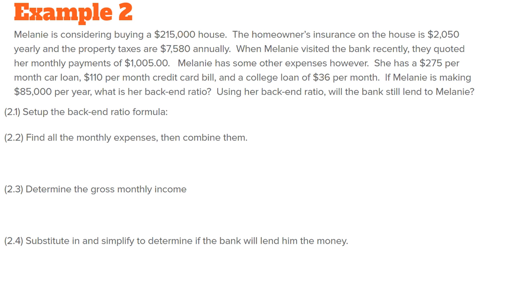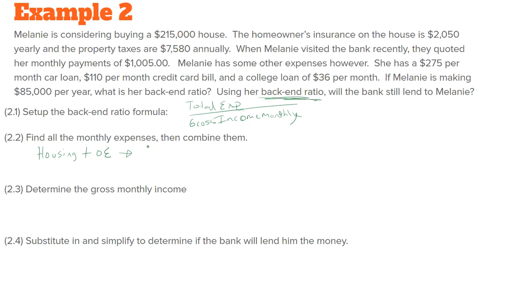All right, let's take a look at how we find a back-end ratio for Melanie here. All right, so the back-end ratio is total expenses divided by your gross monthly income. And it needs to be monthly. Okay, so we're going to find all of our monthly expenses, and then we're going to combine them. You got to remember that that is also housing expenses plus other expenses.